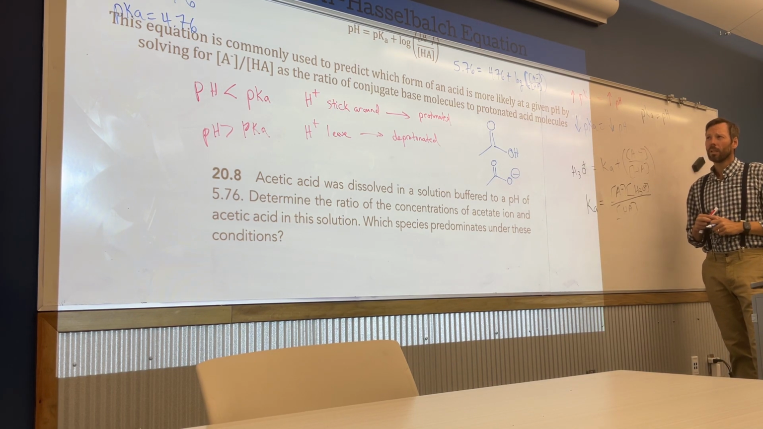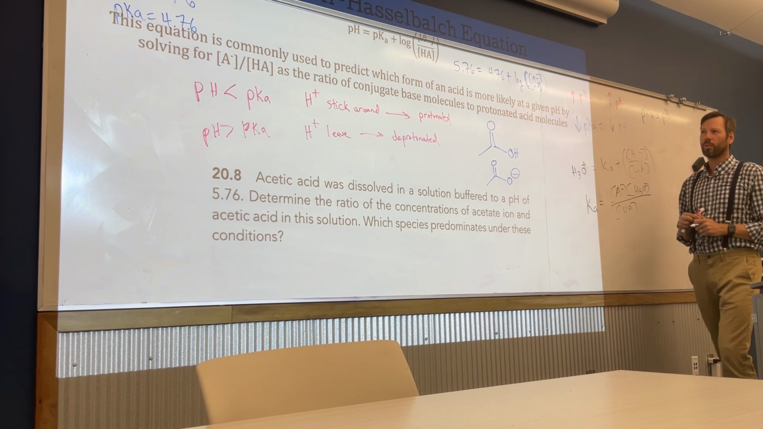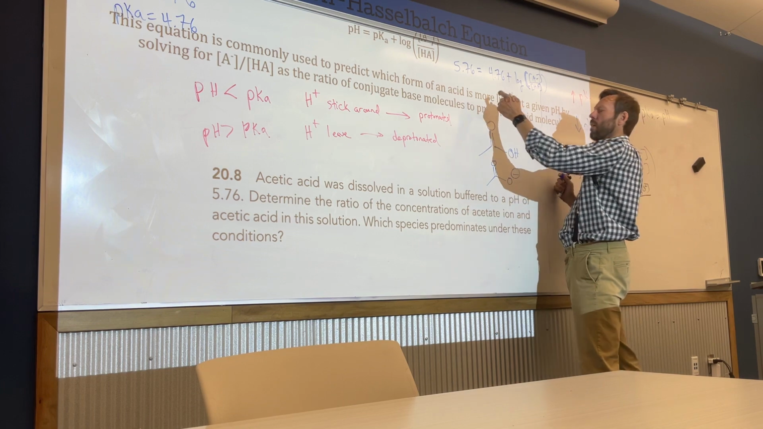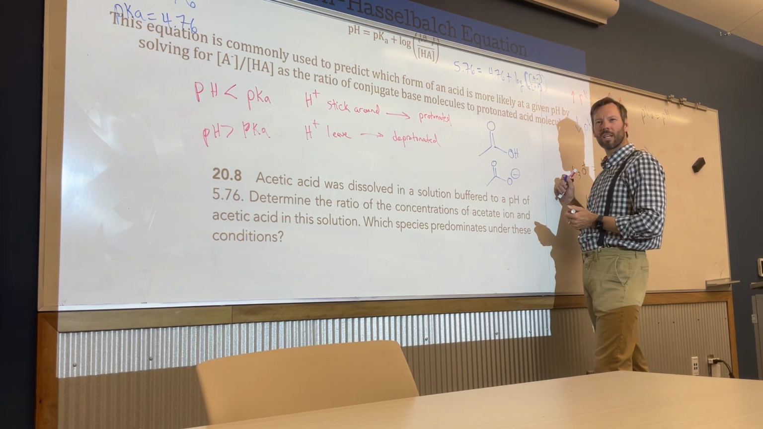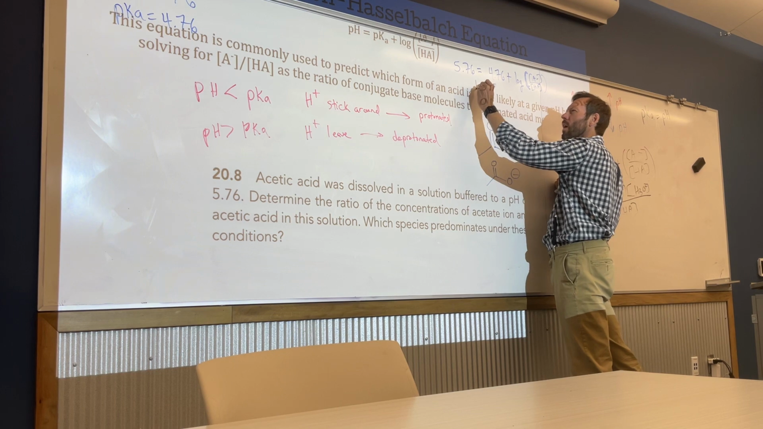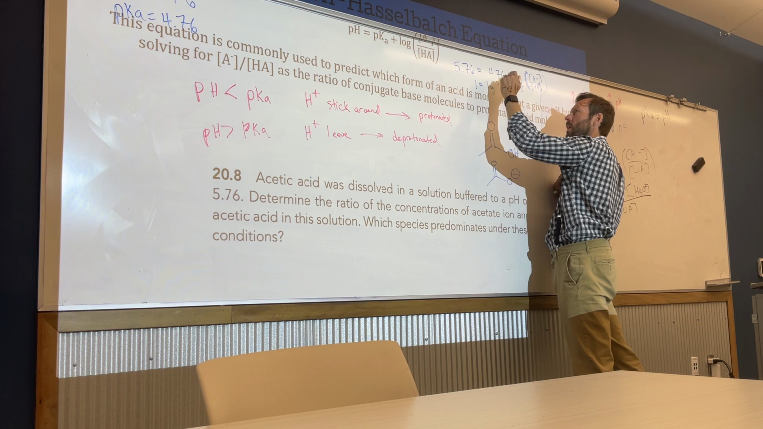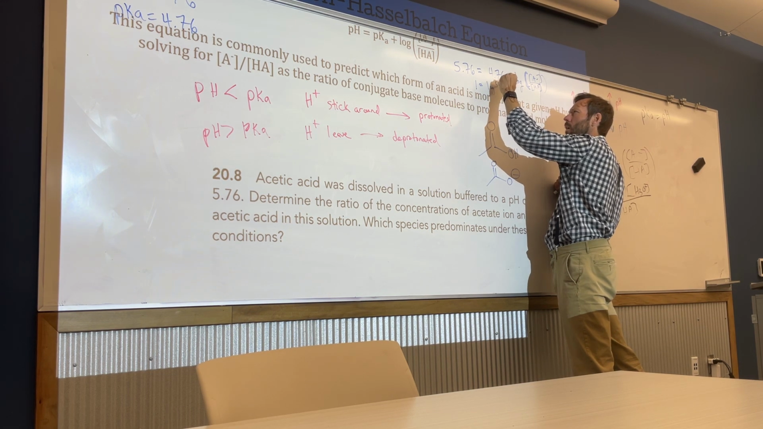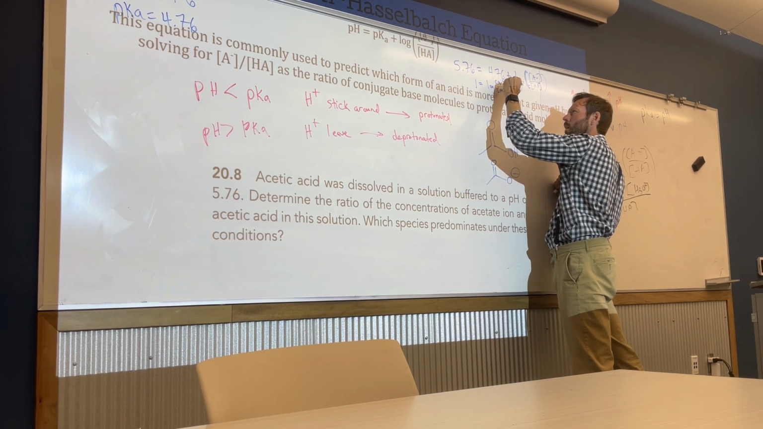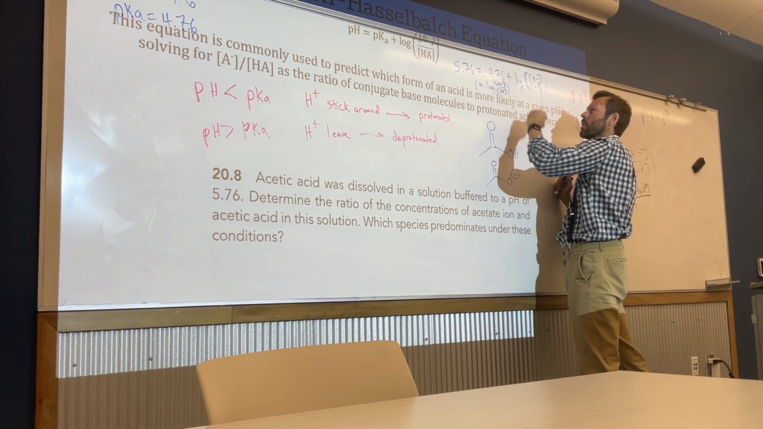All right? And we can subtract the 4.76 away from that right side to get the log of conjugate base over acid by itself. And when we do that, what's 5.76 minus 4.76? 1. So 1 equals the log of these concentrations.